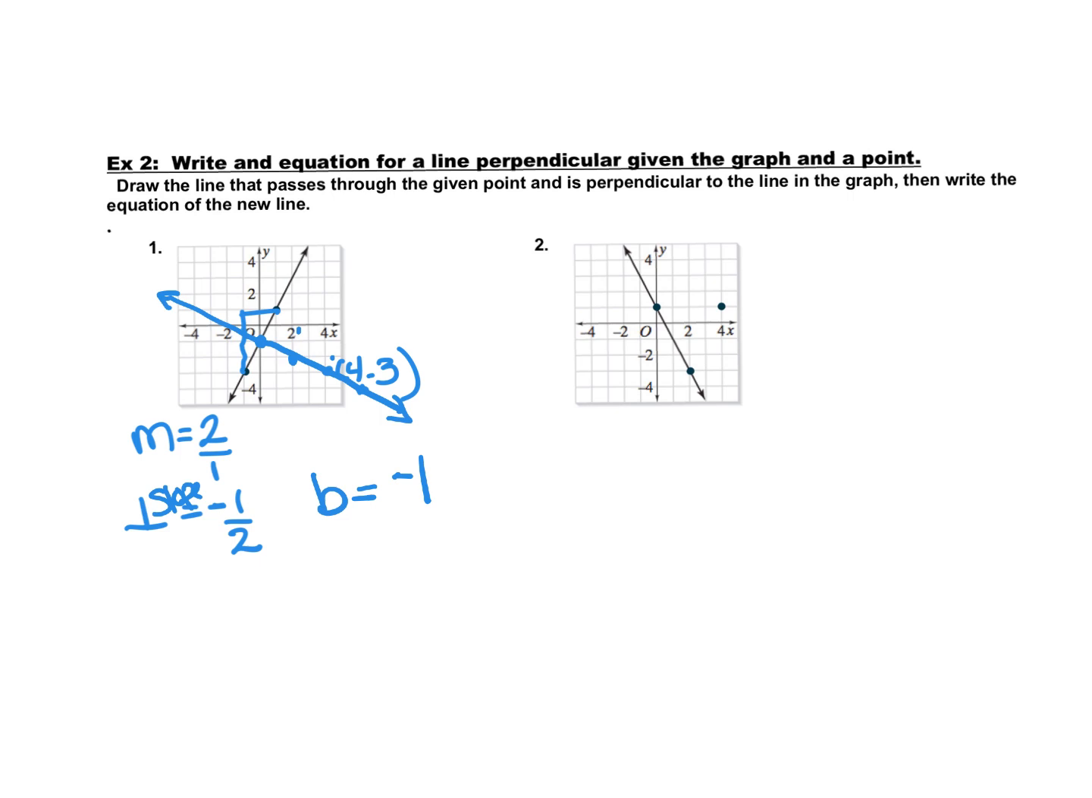So now we need to write an equation for this line. And so we're going to have y is equal to, our slope is -1/2. That goes with the variable. And then our y-intercept is -1.